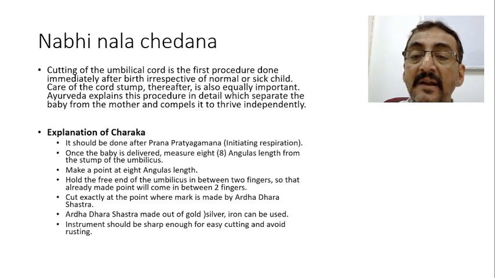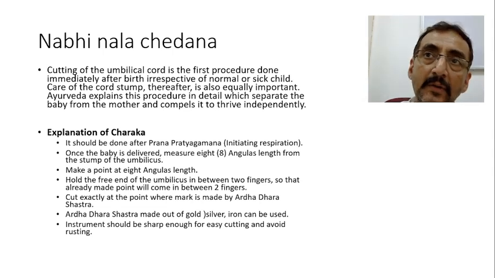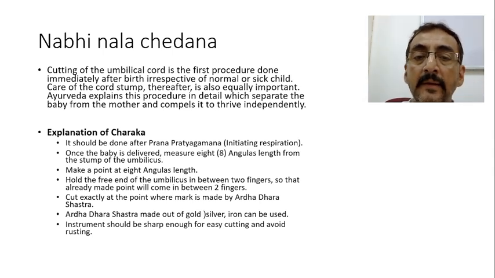Ardhadhara Shastra can be made out of gold, silver, iron, etc., whatever is left to you. The instrument should be sharp enough for easy cutting, and there should not be any rusting. So this is the explanation given by Charaka.